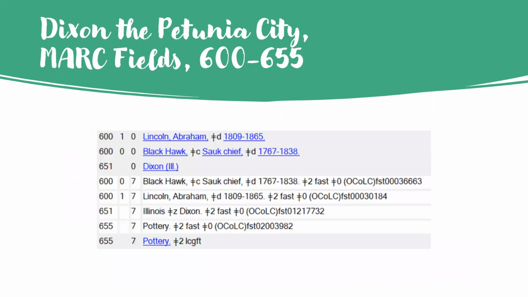All right, and here are the final variable MARC fields, 600 through 655. These are the 6XX fields, and just notice that the 655 first indicator blank, second indicator 7 of pottery matches the 380 field from the previous slide.